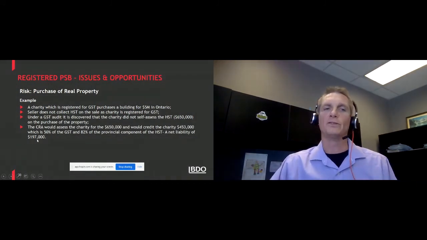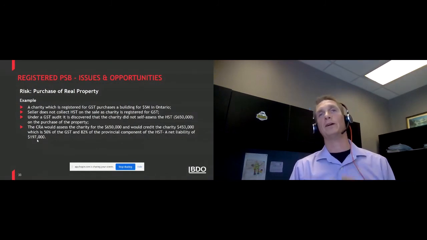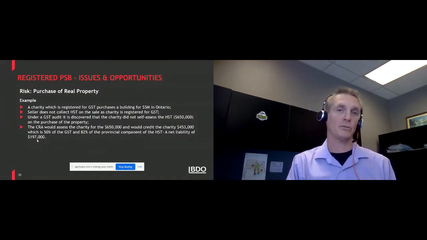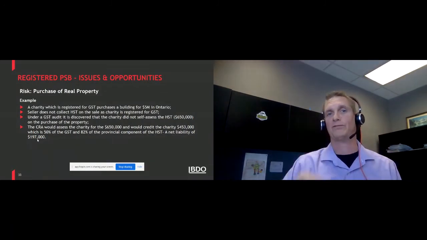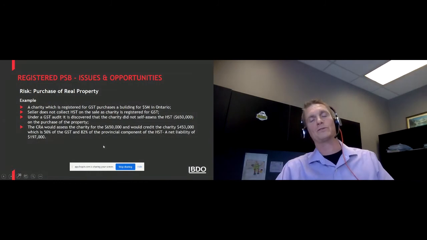So you just have to be aware, if you are an organization that's registered and you're buying real property, you really need to consider this rule and see how it's going to affect you and whether you need to budget for some extra tax. So that's all I had as far as the slides go. And I think we have some questions now. So I want to take the last couple of minutes to try and address any of those that we've got.